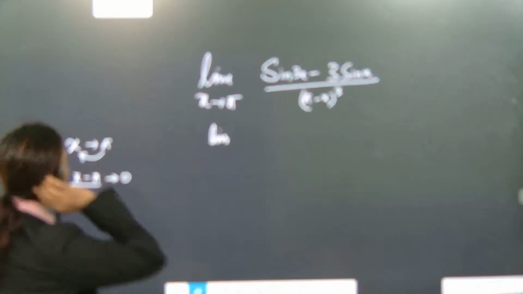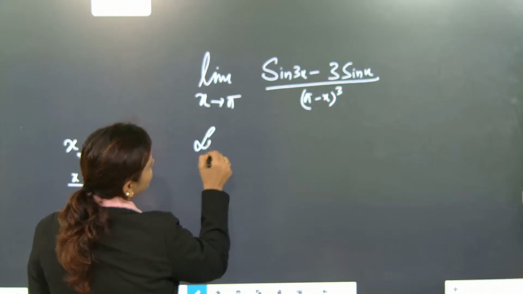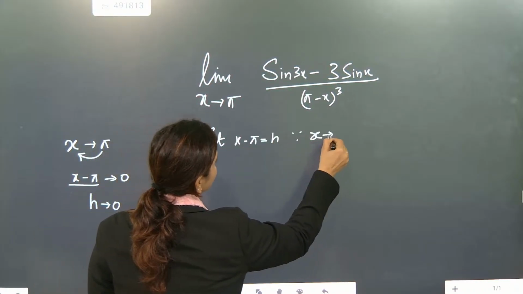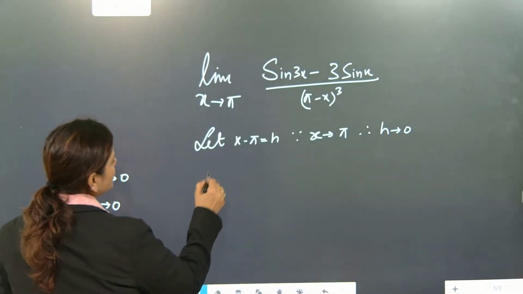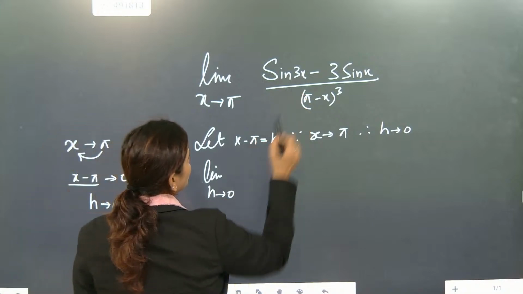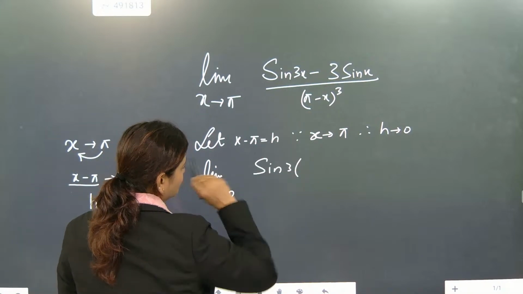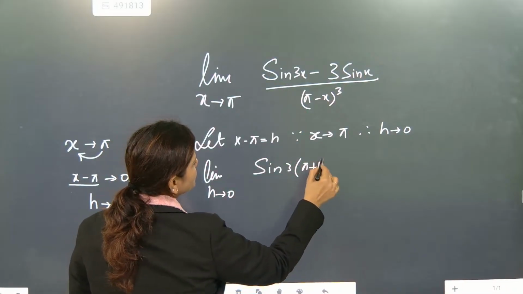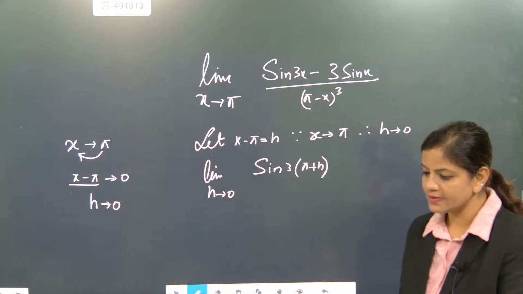Now come on, let's see here. We will directly write the limit as x tends to pi. That means first we write: let x minus pi is equal to h. Since x tends to pi, therefore h tends to 0. So here we write limit h tends to 0, sine of 3, and instead of x, what are you going to write? Pi plus h.